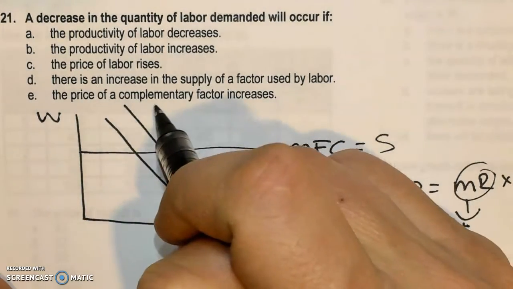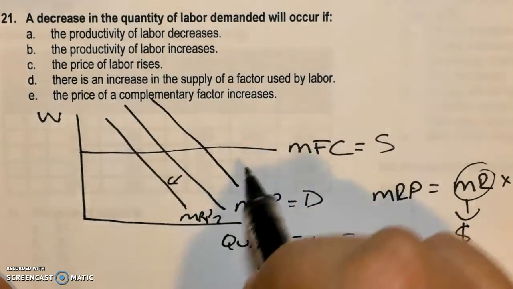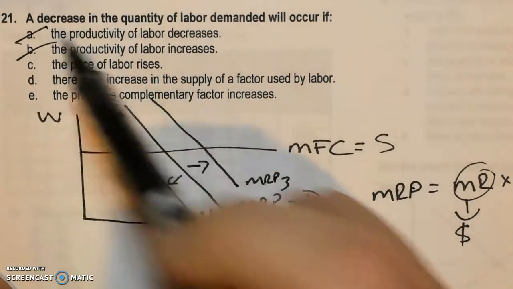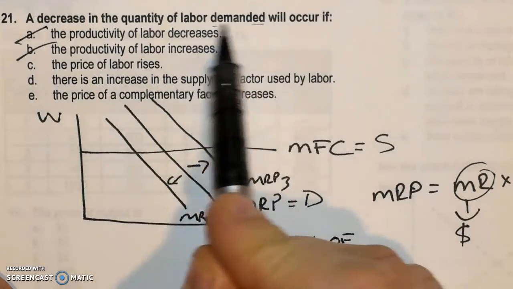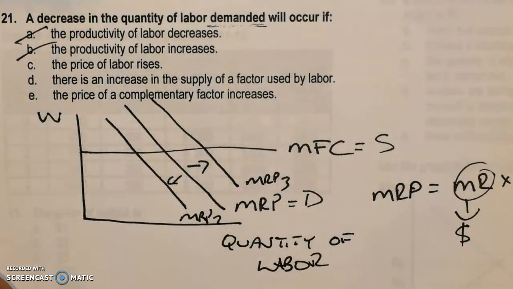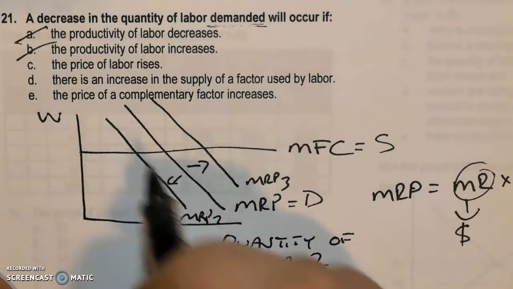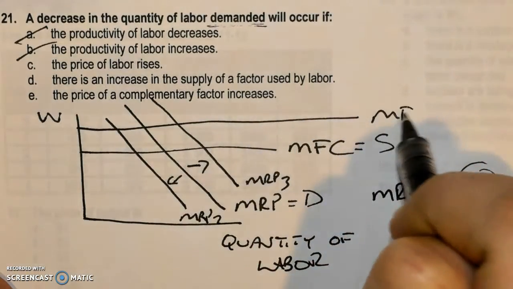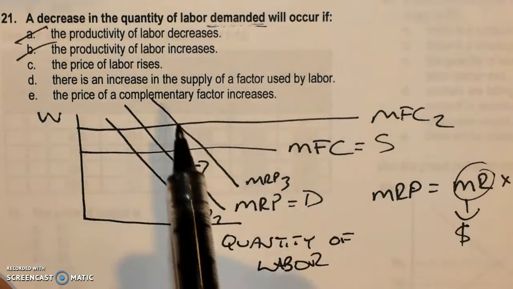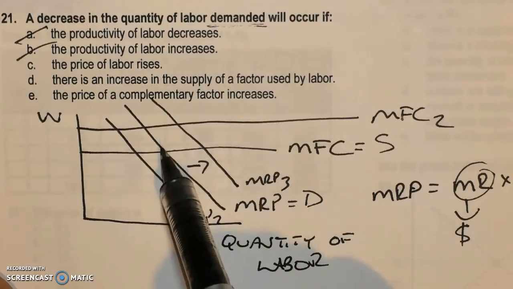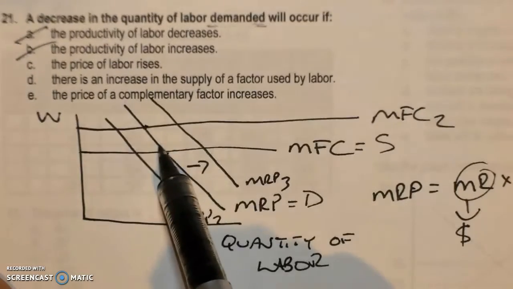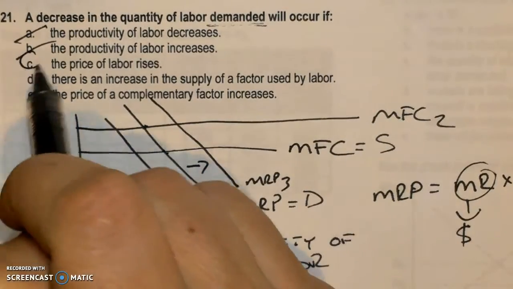But if your productivity of labor increased, which would be great for your business, then that's MRP 3. But both of those are shifts, thus making them wrong because they're really asking what's going to be a movement. That's why they use that word demanded. So if the price of labor rose, then what's really happening is you have MFC 2. And that is going to be a movement on the MRP curve. And that's what they're talking about. It makes C correct.